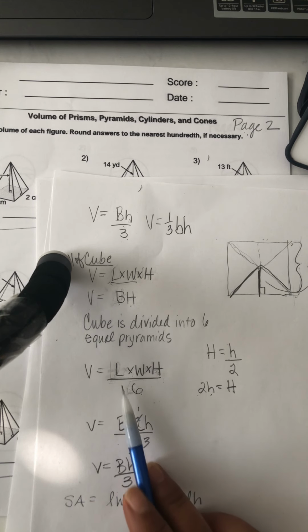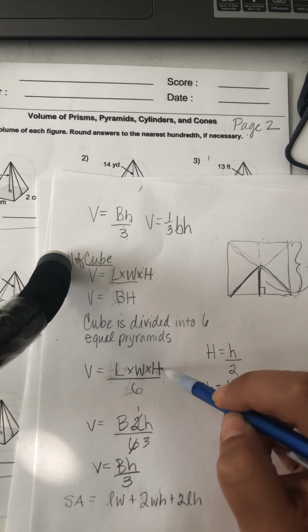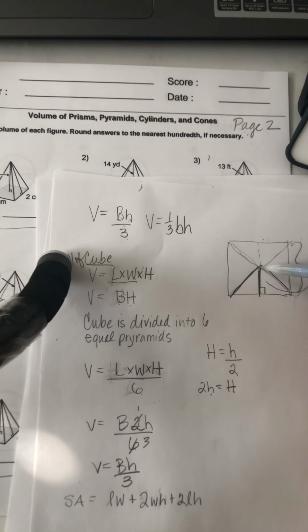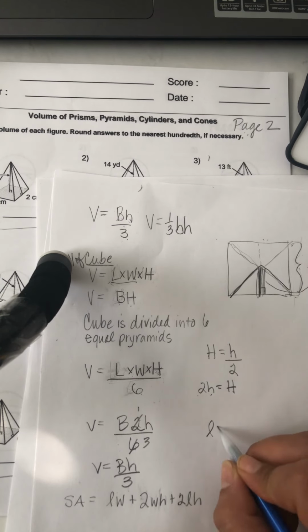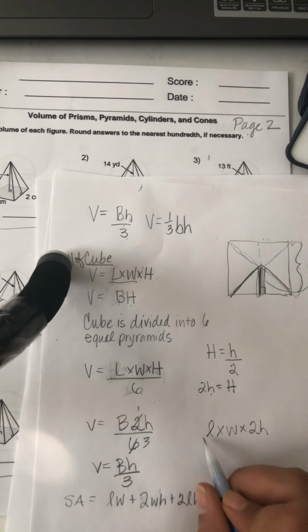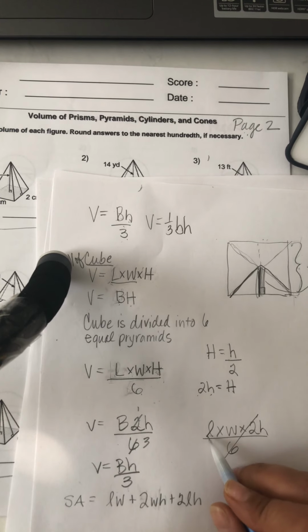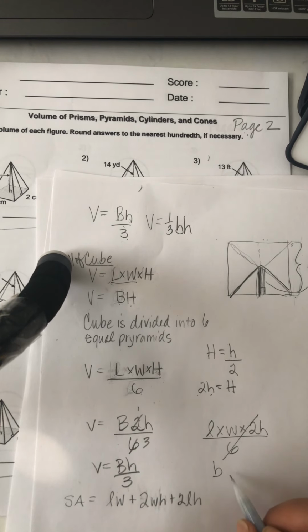Now, if you wanted to, you could just say it's length times width times height, but this height would be twice the height of the pyramid, right? So you could say length times width times 2 times the height, all over 6. But you know that gets simplified to length times width, which equals base, times height over 3. And so that's how that works, okay?